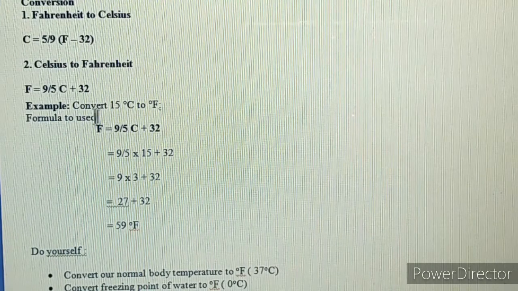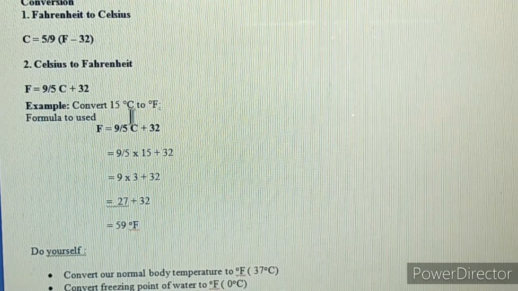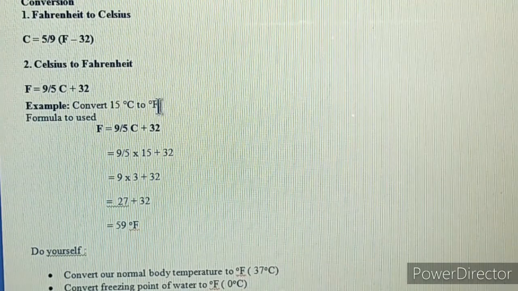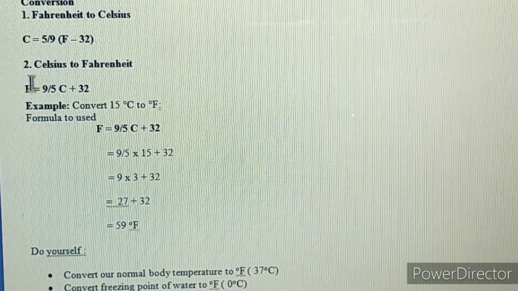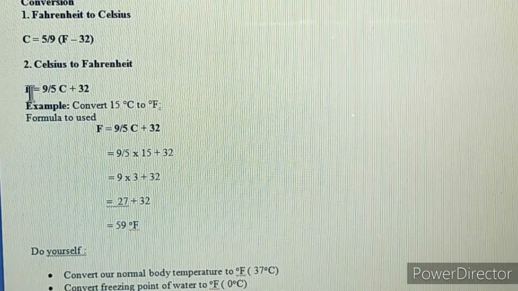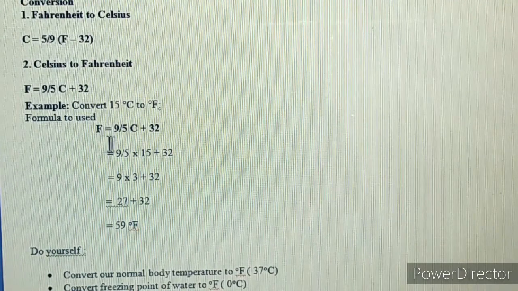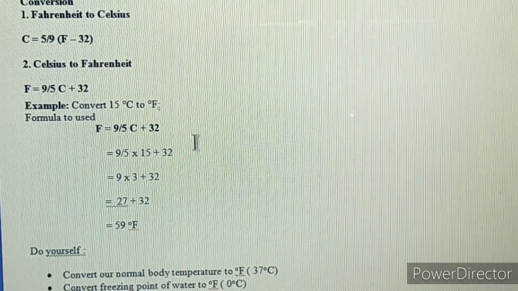Now the first one I have shown you: convert 15 degrees Celsius to Fahrenheit. Celsius is given, you have to convert that into Fahrenheit. So which formula do you have to use? Fahrenheit is equal to 9/5 C plus 32. So Fahrenheit you have to find out.